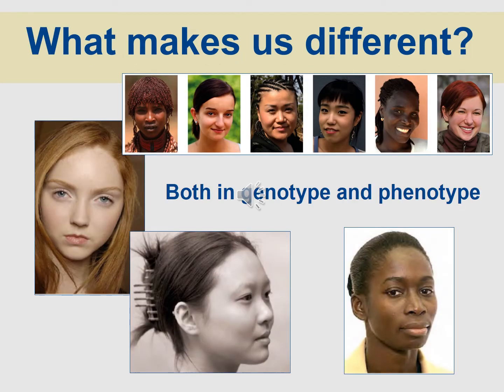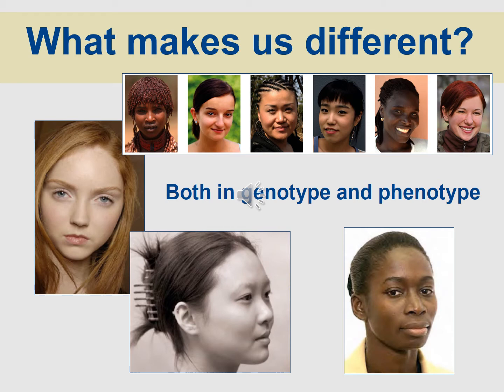What makes us different? That's always an important question. Now we can talk about what makes animals different in general, but we're focusing on humans. What makes us different both in genotype and phenotype? You can see that we have a number of different phenotypes of hair and eye color, a number of different variations in the texture of our hair. We could talk about a variation in our skin pigmentation. These are obvious things that make us different, right? And we look different in this way.